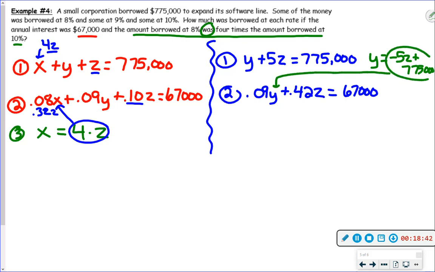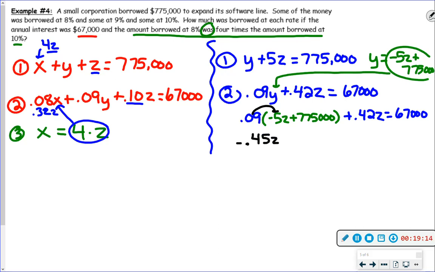So let's rewrite that guy. I've got my 0.09, but I'm going to replace the y, of course, with a negative 5z plus 775,000. And then I have plus 0.42z equals my 67,000. All right, algebra skills. Here we go. We're going to distribute. 0.09 times negative 5, of course. 9 times 5, 45. 0.45. Yes, I had to use my calculator for this. 0.09 times 775,000. 69,750.